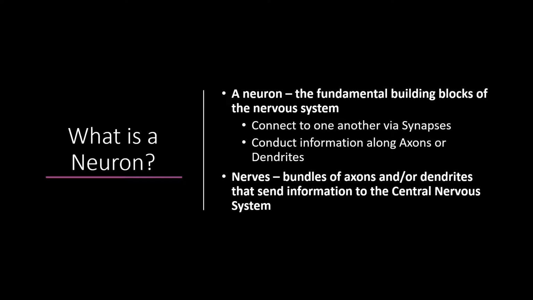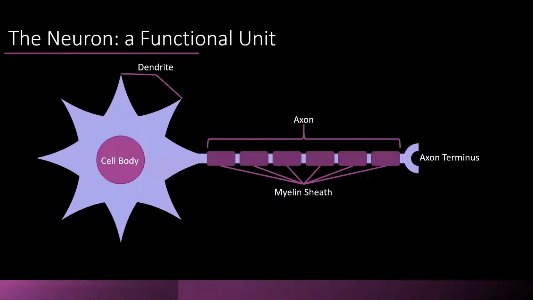Nerves, as we understand them, are bundles of these axons or conducting structures from neurons that send information to or from the central nervous system to other areas of the body or the brain or the spinal cord. Again, really quick and dirty kind of version of what a neuron is. Let's take a peek at them.